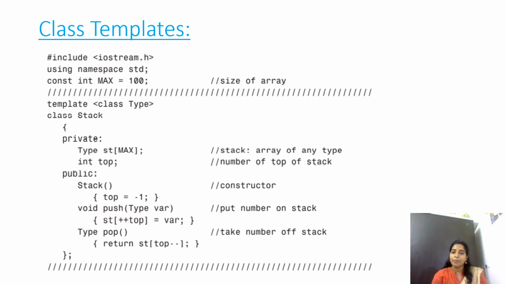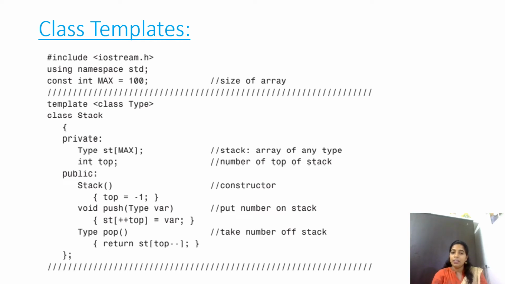So any data type can be used for the class. Then class tag. So the class name is tag. This also contains two important elements, private as well as public. Under private, we are storing all the data variables, and under public member functions, we are storing the functions.